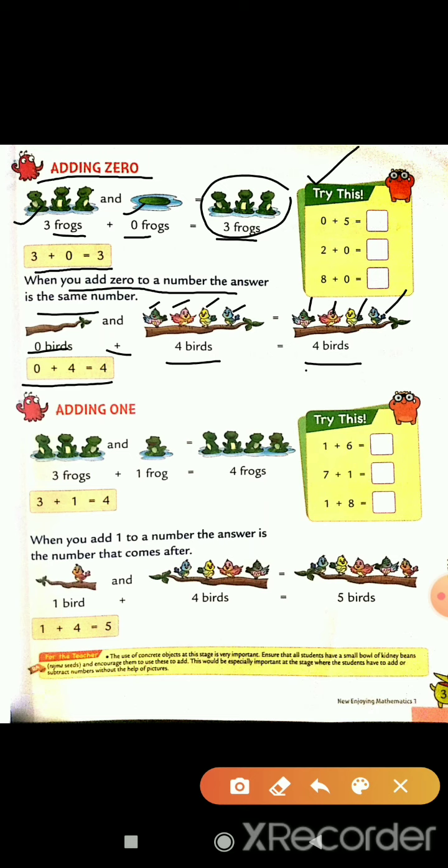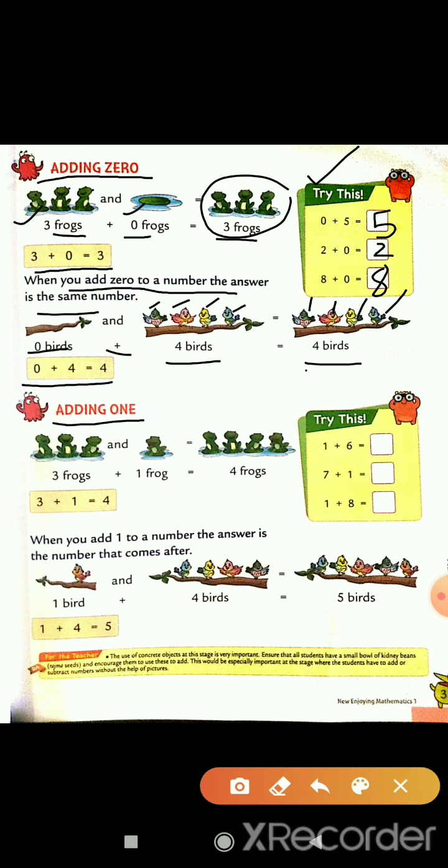Try this. 0 plus 5 is equal to 5 only. 2 plus 0 is equal to 2 only. 8 plus 0 is equal to 8 only. Got it, students? So whenever 0 is added, the answer is the same number. Clear?